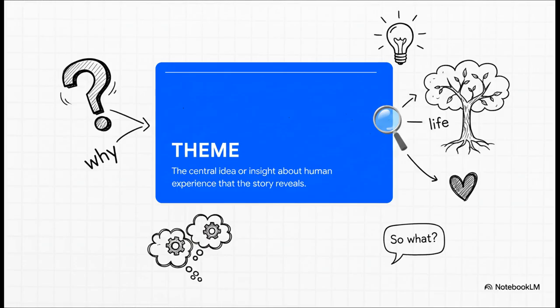And finally, we have theme. So if conflict is the what and character is the who, then theme is the why. It's that deeper meaning, the central idea about life or human nature that your story is really exploring. It's the answer to the question, so what?